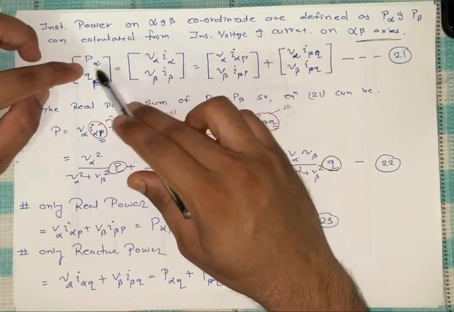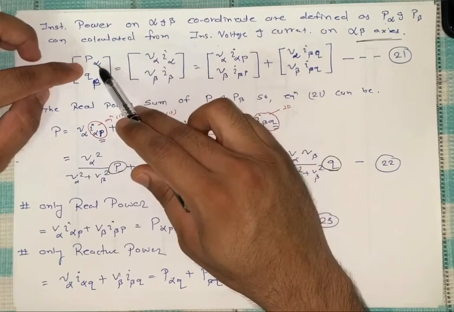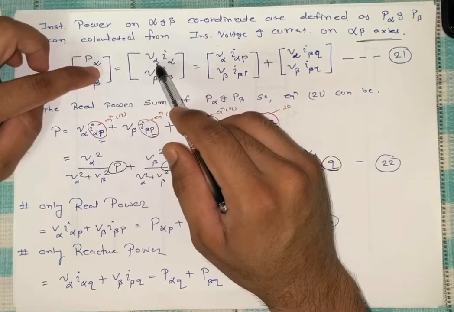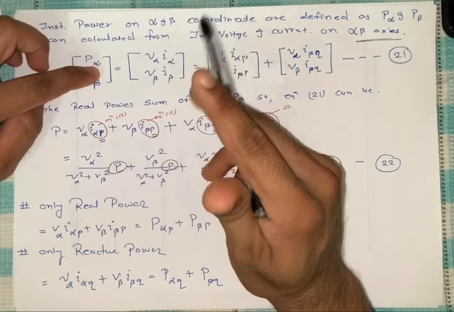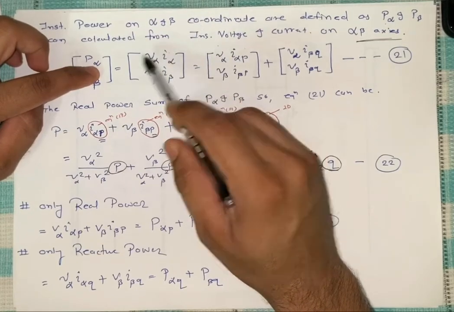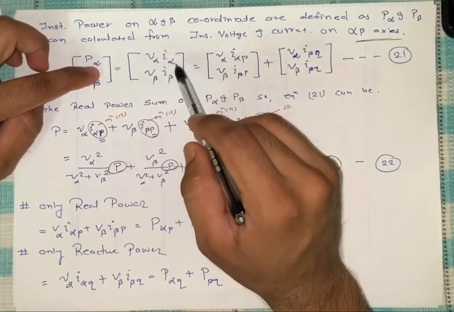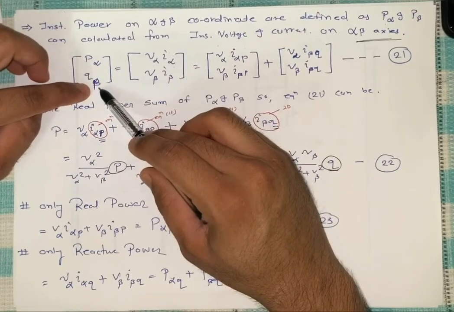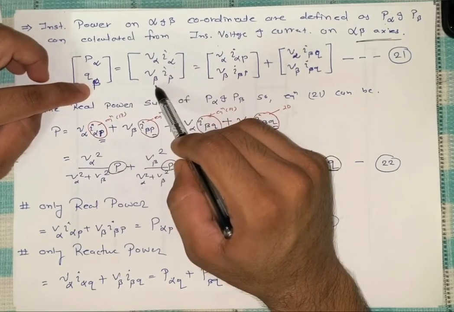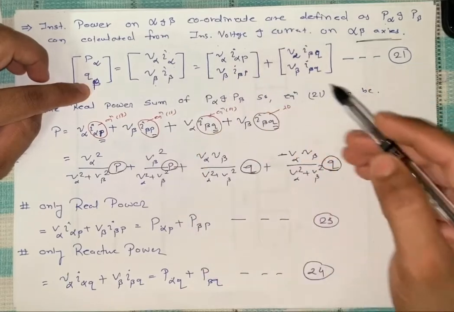Similarly, the power P is equal to VI, so we can write alpha. So the alpha axis has two vectors, a voltage vector and a current vector: V alpha and I alpha, similar to the reactive power VI on both sides, the beta axis.